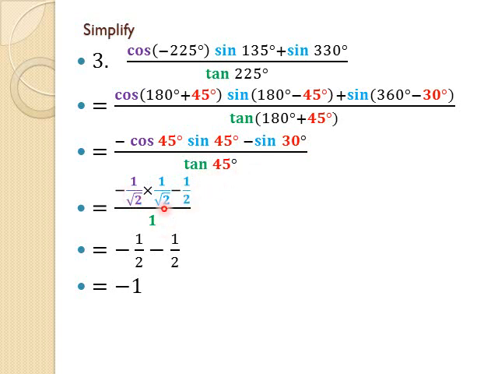There, square root 2 times square root 2, 2, 1 times 1, 1. Negative times positive, negative. So I have minus half, which gives me minus 1. Right, so hope you follow. Let's look at the next problem.